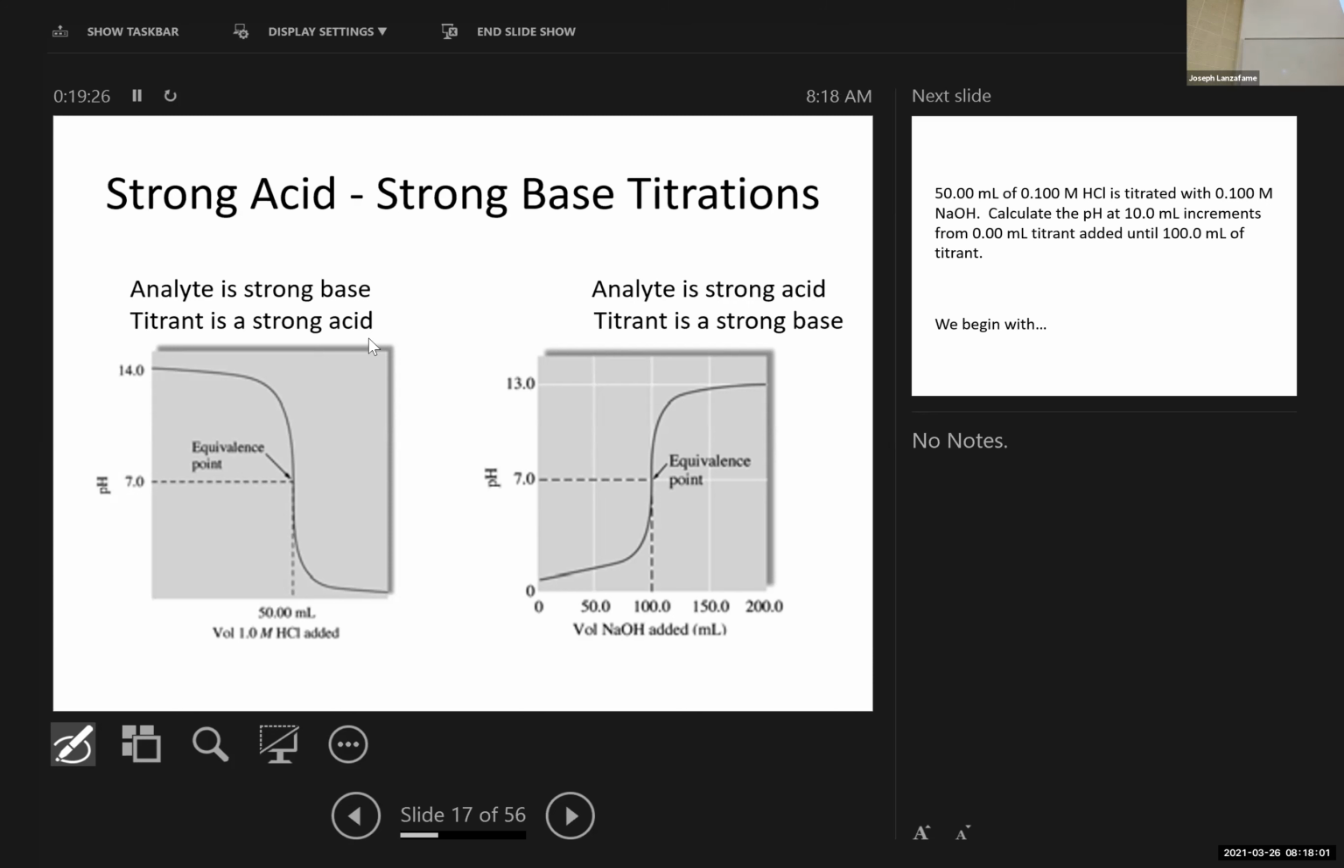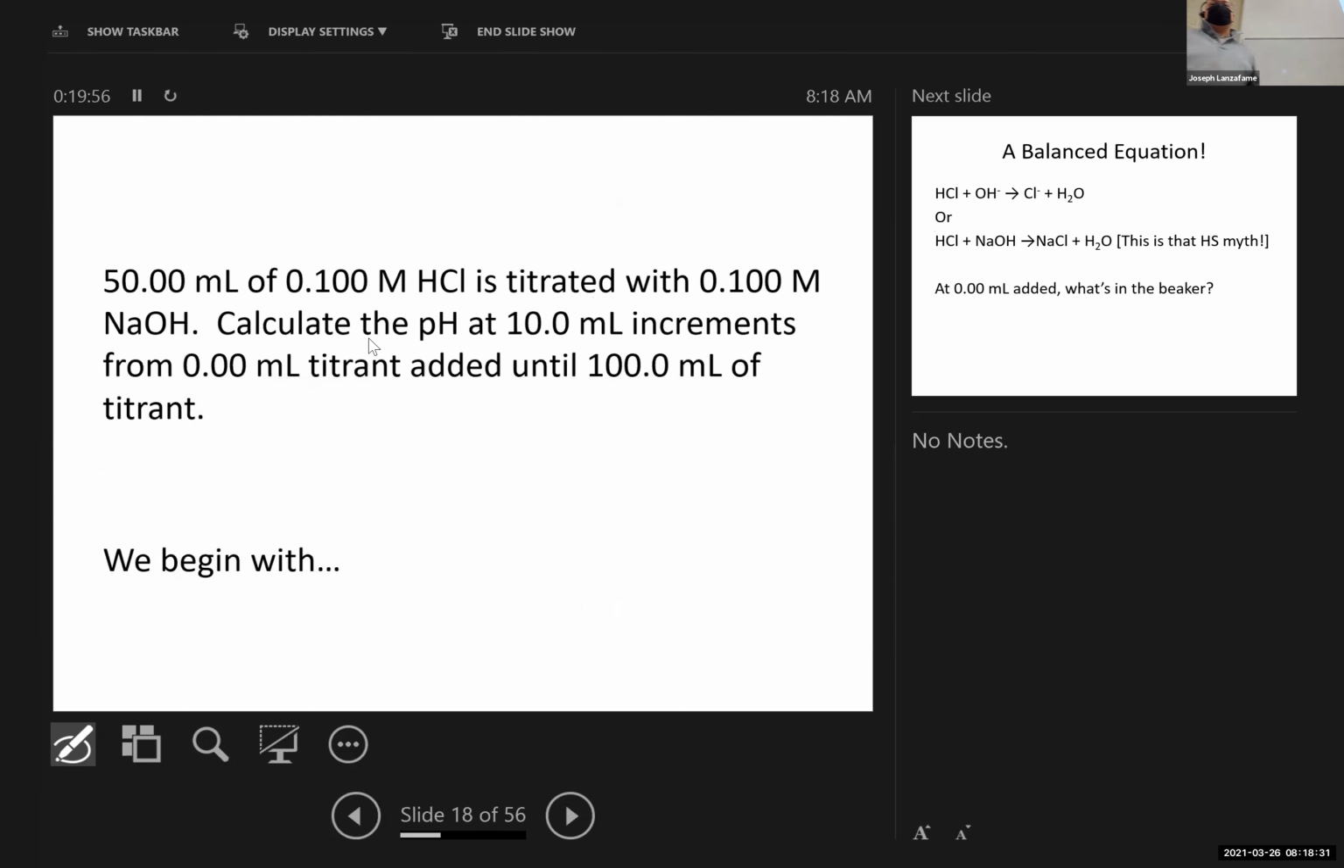Right. For reasons that will become clear in 5 minutes, the pH at the equivalence point is 7, but only if the acid and base that you're titrating are both strong, right? So in this case, if I'm titrating HCl and NaOH, both of which are strong, HCl is a strong acid and NaOH is a strong base, I will have an equivalence at pH 7, but only because they're both strong.